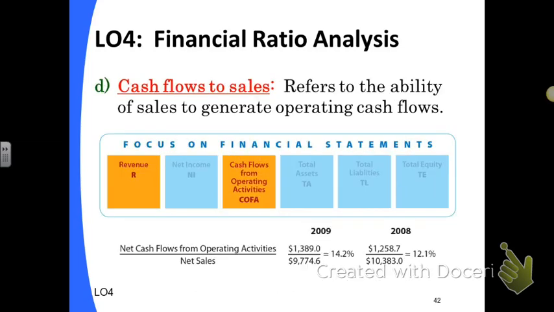Next, look at our cash flow to sales. Again, this refers to our ability to generate operating cash flows. Our cash flow to sales increased from 2008 to 2009. Again, we're going to have as our numerator the net cash from operating activities, which is from the cash flow report, and divided by our net sales. And it went from 12% to 14%.